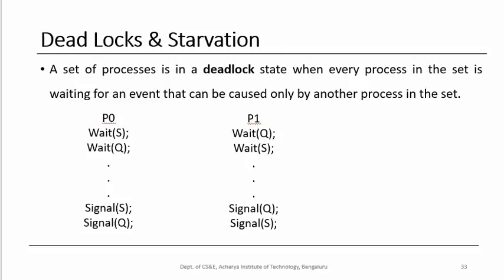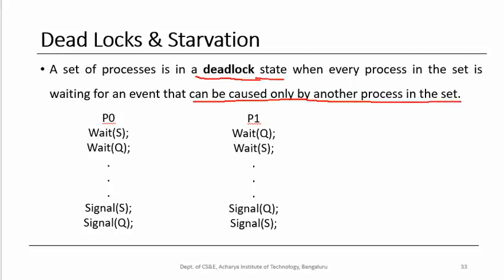The use of semaphore for mutual exclusion or to solve the critical section problem could lead to another problem called deadlock. Let's see what is a deadlock. A set of processes is in a deadlock state when every process in the set is waiting for an event that can be caused only by another process in that set.